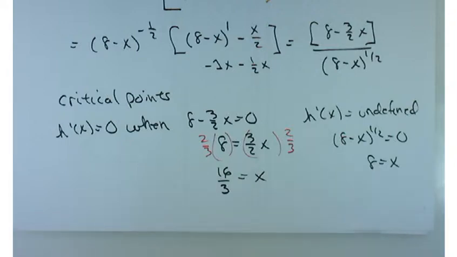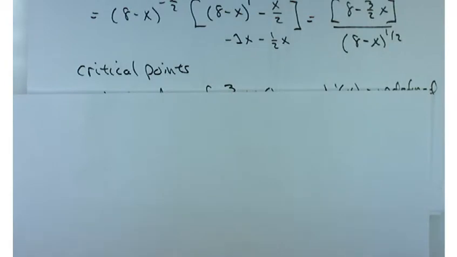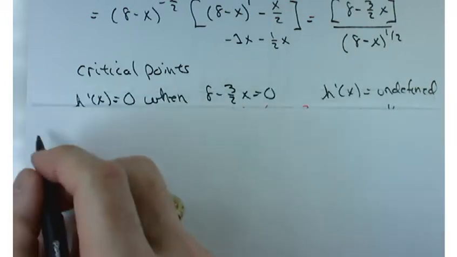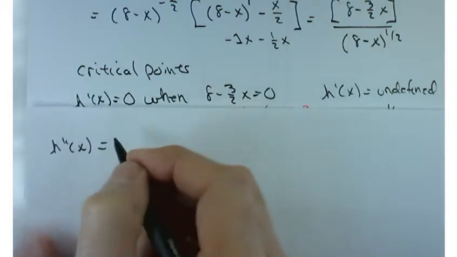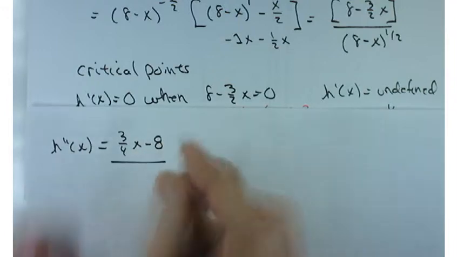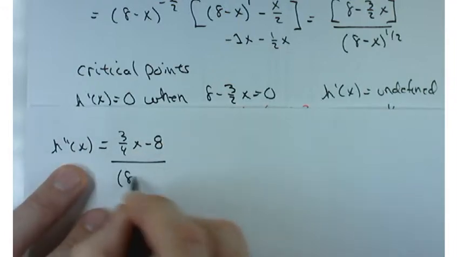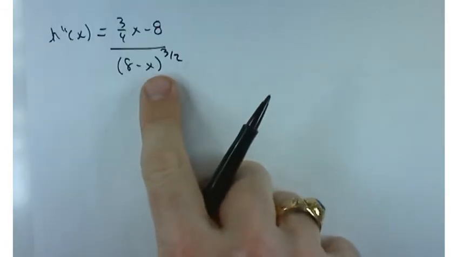Let's keep going. I'm not going to take the time to show you the calculation of the second derivative. Let's just say it's a lot of fun. I enjoyed that part of my weekend. All right. So I'll spoon feed you this. 3/4 x minus 8 over 8 minus x to the 3/2. So that's our second derivative. Kind of like before, we're going to have problems at x equal 8.